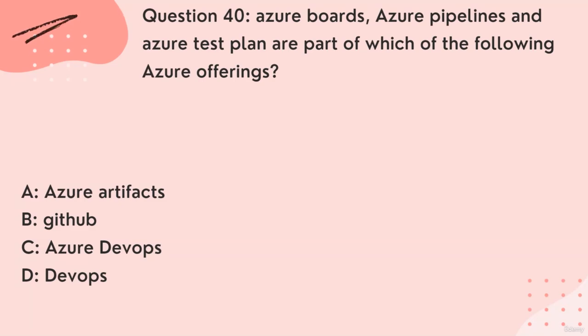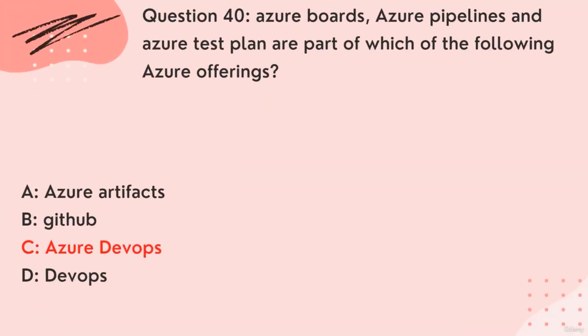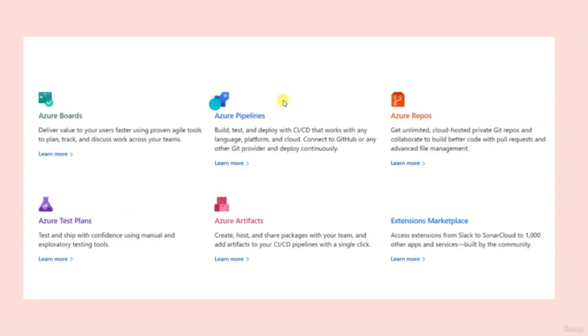Azure Pipelines are basically used to ensure the CI/CD process, where small artifacts are created and then deployed in different kinds of environments. So the answer is Azure DevOps. Azure Artifacts and GitHub also come under Azure DevOps. So this is what Azure DevOps looks like.